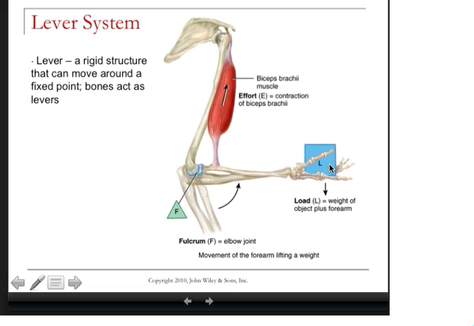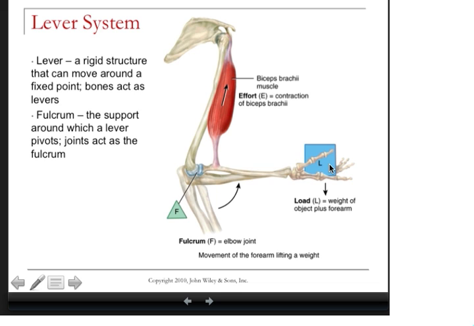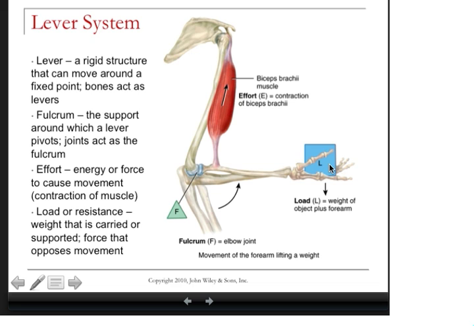So a lever is a rigid structure that can move around a fixed point. The bones act as the levers. The fulcrum is the support around which the lever pivots. The joints act as the fulcrum. The effort is the energy or force that allows the movement to occur, and here we're using muscle contraction as the producer of the force. The load or the resistance is the weight that's carried or supported and the force that opposes the movement.